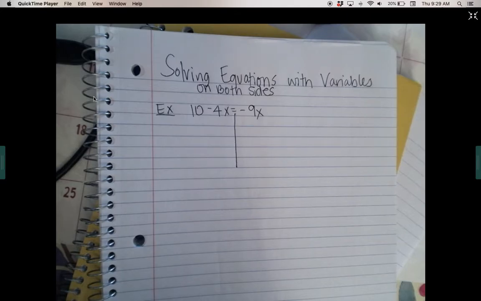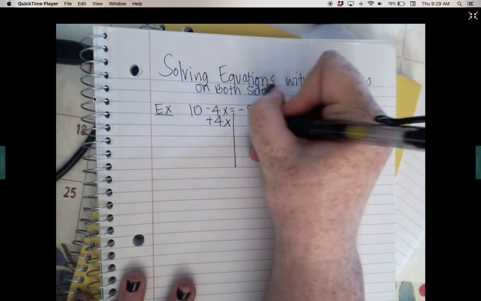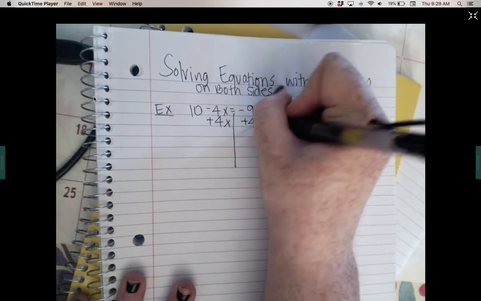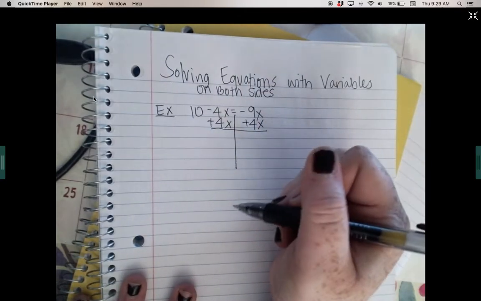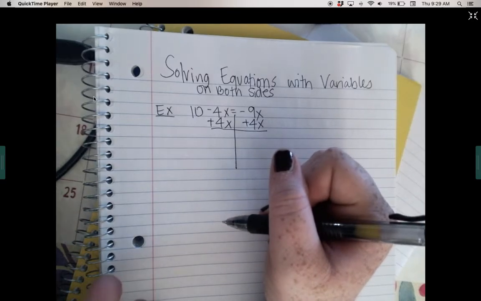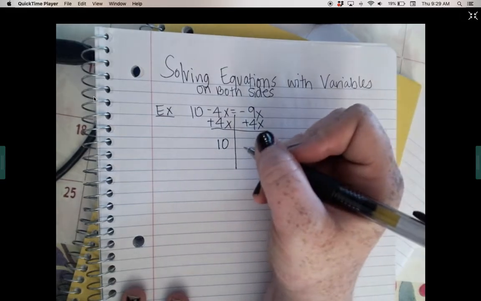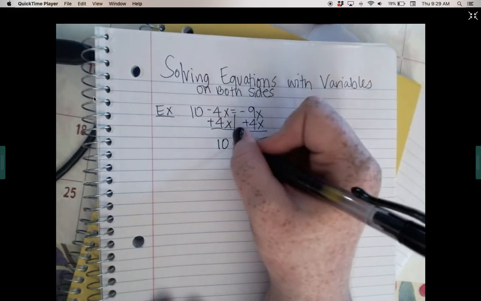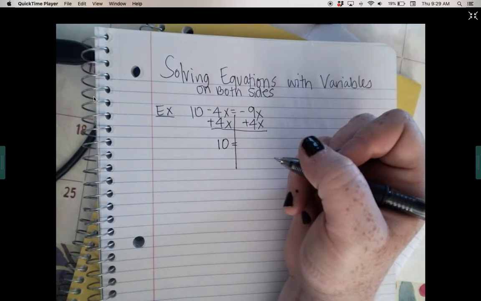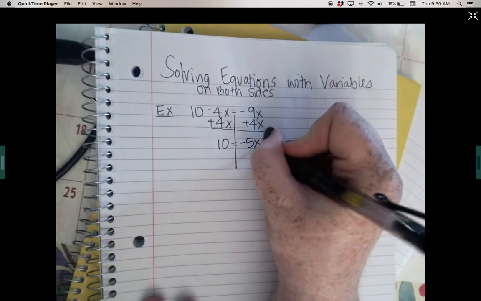Okay? So I have 10 minus 4x. What's the opposite of minus 4x? Plus 4x. So I'm going to add 4x to both sides. So minus 4x plus 4x is 0. So on the left, what do I have? 10 minus 0, or just 10, equals negative 9 plus 4x. Negative 5x. Don't forget your variable.